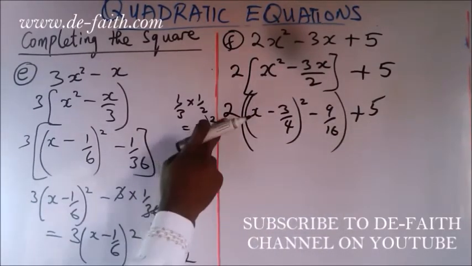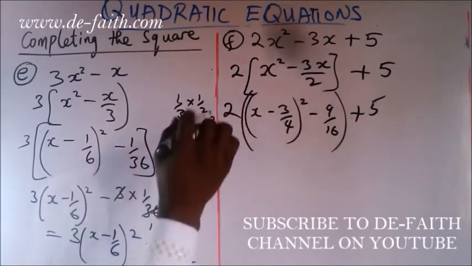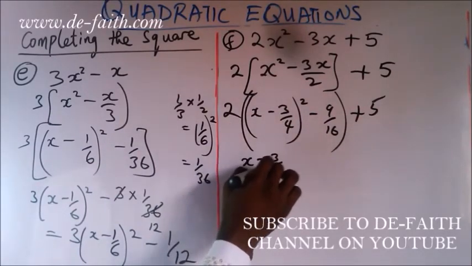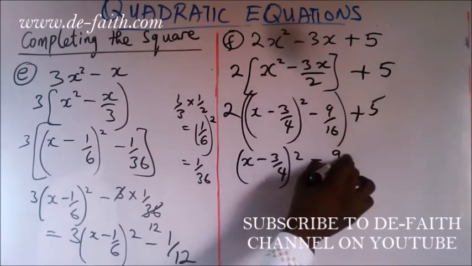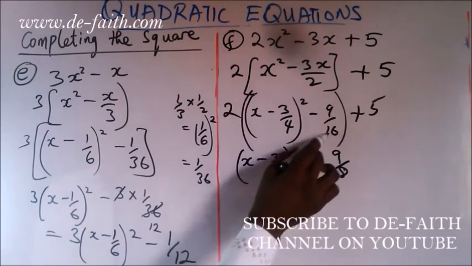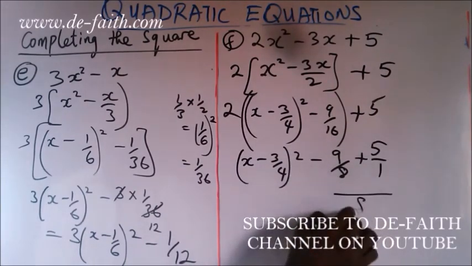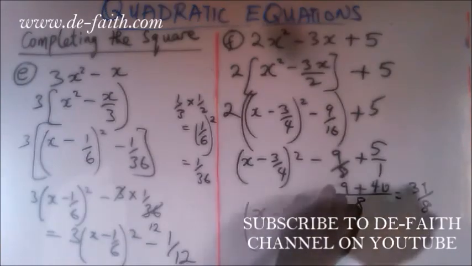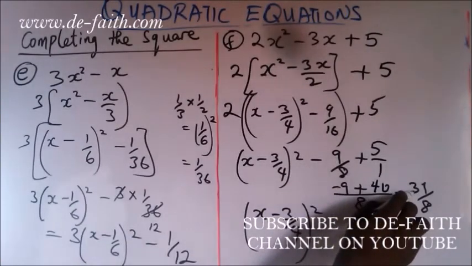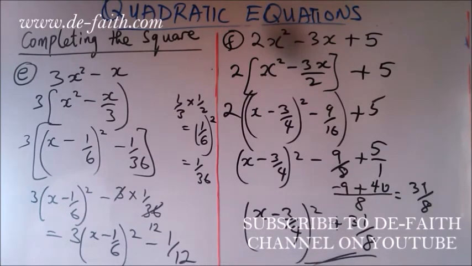So next, we'll have our 2 multiply this. This will be left as it is. So we have x minus 3 over 4 all squared. So when 2 multiplies it, we will have minus 9 over 8 because 2 cancels 16 over 8, then plus 5. So with this, we are going to find the LCM, which gives us 8. That's 9 minus 1 times 8. That's 8. 8 times 5 is 40. Okay, we have plus here. Here is minus. So this is plus 31 over 8. So this is our final answer.